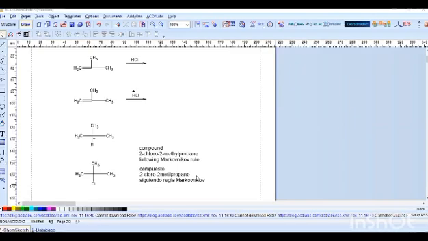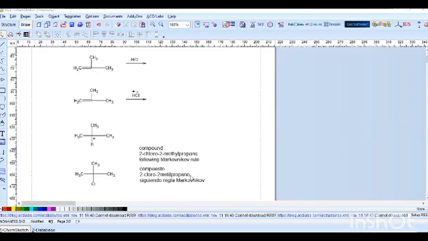Second step: attack of the chloride ion. The chloride ion, which is a nucleophile generated after the dissociation of hydrochloric acid, approaches the tertiary carbocation and attacks the positive carbon. A bond is formed between the carbon and the chlorine, resulting in the addition product, tert-butyl chloride, 2-chloro-2-methylpropane.